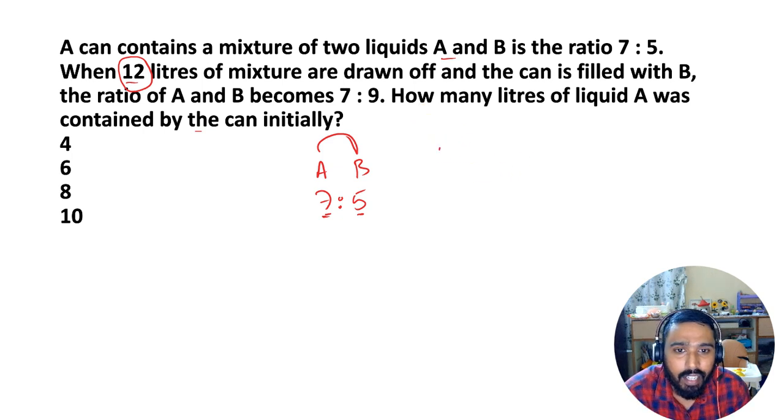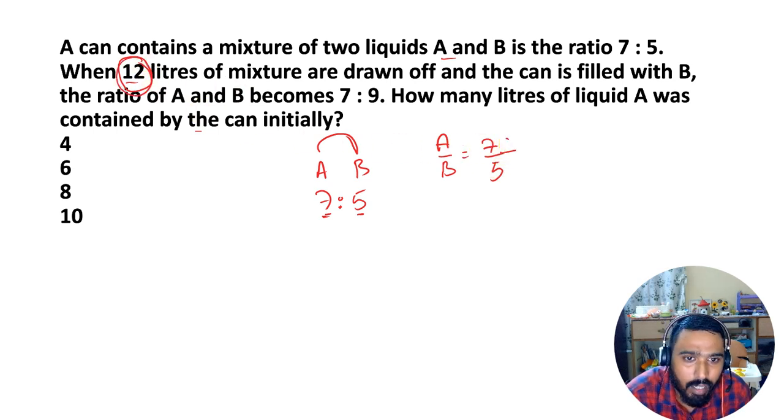I will take A divided by B is equal to 7 divided by 5, out of which I have to remove 12 liters of the mixture. I am taking it as 7x and 5x. Don't get confused here. I will take it as 7x and 5x because I don't know how much it is. Out of 7x, I will remove 7 liters and here I will remove 5 liters, because if I'm removing totally 12 liters, it will come out in the ratio 7:5 only.